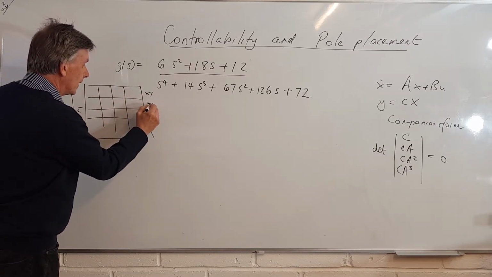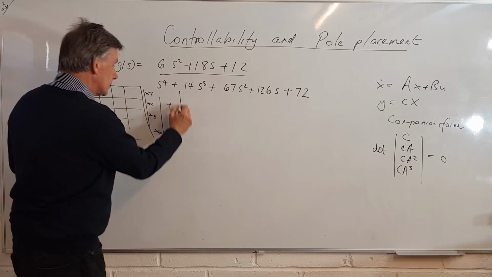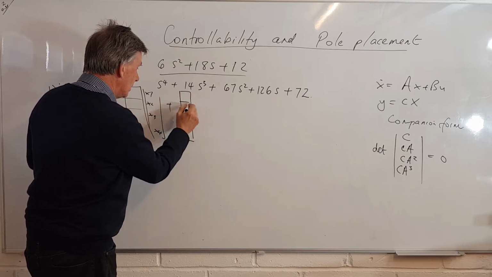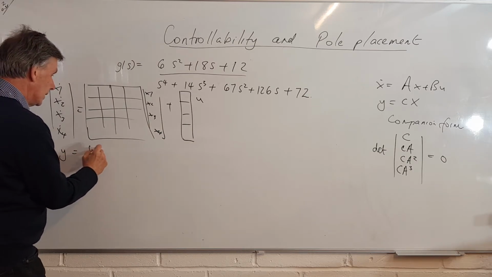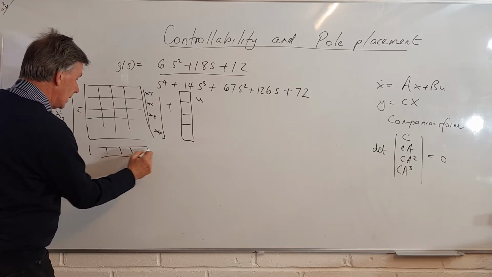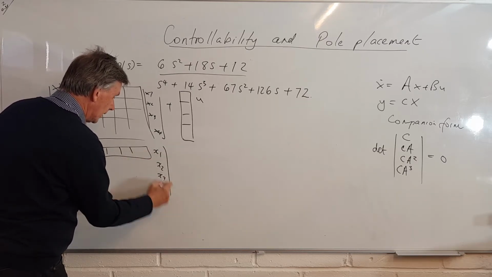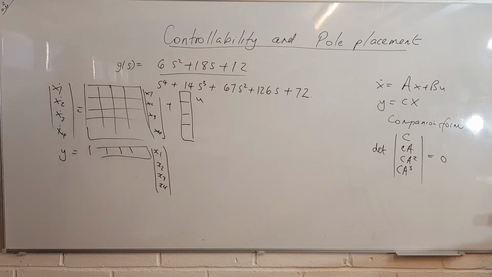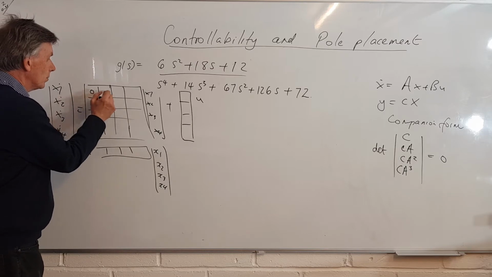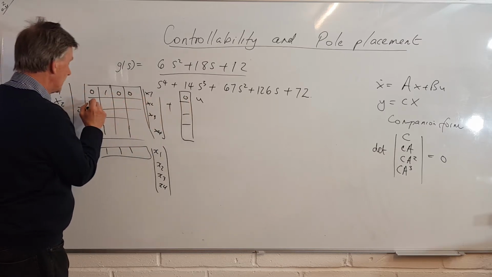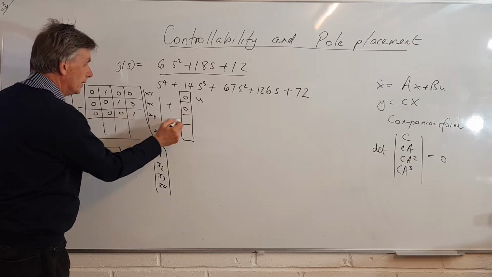times x1, x2, x3 and x4 plus another matrix with the input in u. We'll have an output matrix y given by x1, x2, x3, x4. So now I can write the system in companion form. So this is fairly straightforward. We're in 0, 1, 0, 0, 0, 0, 1, 0, 0, 0, 0, 1, 0, 1.